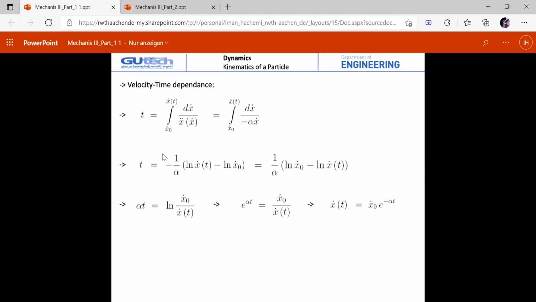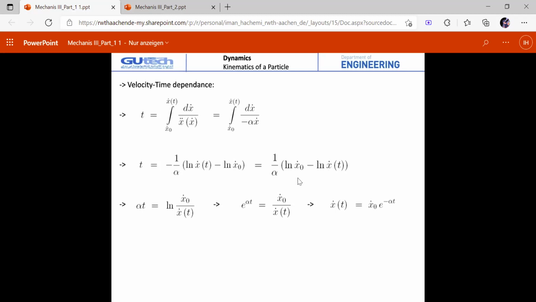Then we also said that the velocity is time dependent. That means we have this relation, the previous one, the second relation that we have seen in yellow, where the time is a function of this relationship. Then we replace x dot dot by its linear relation with the velocity. Then we get that time is 1 over alpha times the natural logarithm of x dot 0, the initial velocity, minus the natural logarithm of the actual velocity.